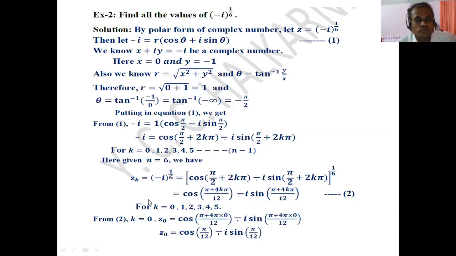And the values for k in this example are 0, 1, 2, 3, 4, 5. Okay. Now we find the six roots of the given complex number by putting the values of k. Now first we put the value of k equal to 0 in equation 2. Now from 2, z0 is equal to cos of (pi plus 4 pi into 0, which is 0) minus i sine of (pi plus 4 pi into 0) upon 12. And therefore we simplify this: z0 is equal to cos of pi upon 12 minus i sine pi upon 12. So this is the first root of the given complex number.